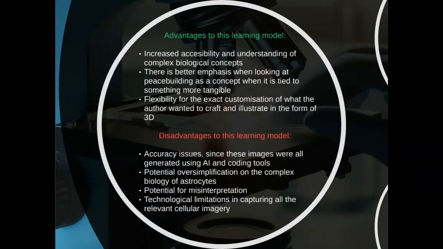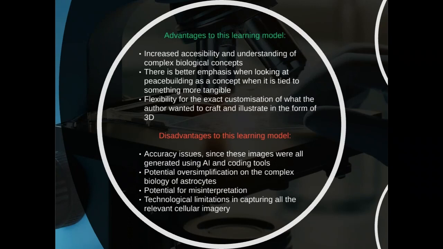And so I guess advantages with this learning model, the concept of cells of peace. Of course, you have increased accessibility, you're understanding biological concepts that are really complex, much more simply. And there's a lot better emphasis when you're looking at peace building as a concept, when you're tying it to something very tangible. People can actually understand, identify, and comprehend what's going on visually, especially with the kind of AI generated images that mean people can actually see, like, wow, these are the cells that scientists would slave away for hours looking at under microscopes.